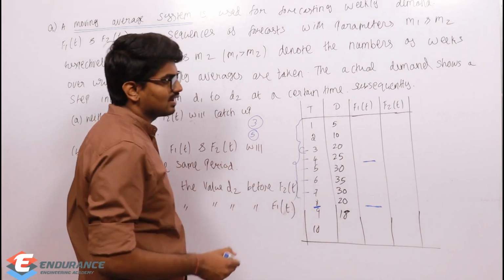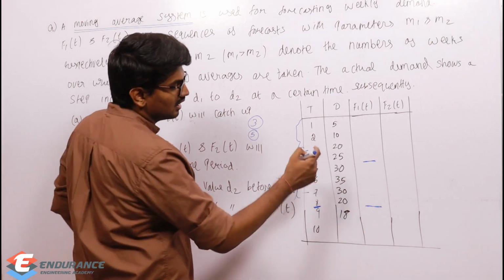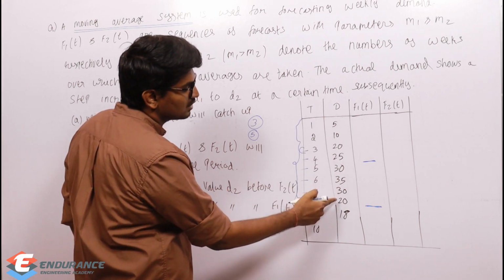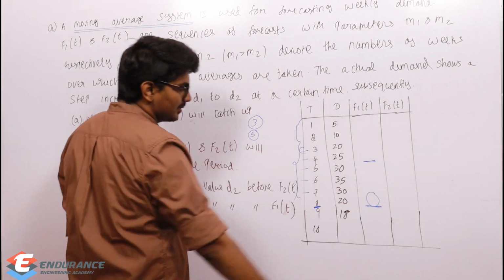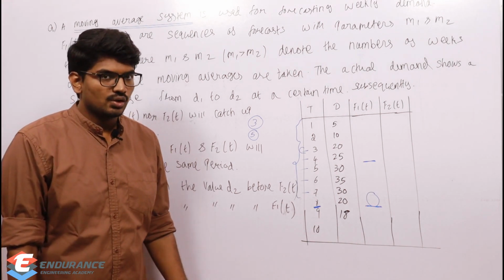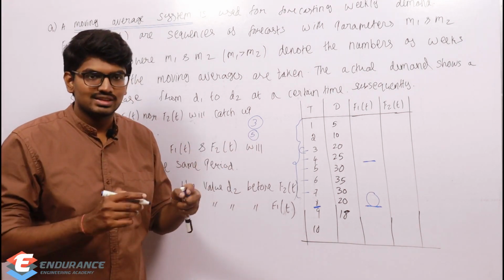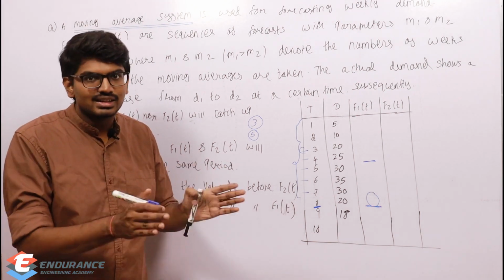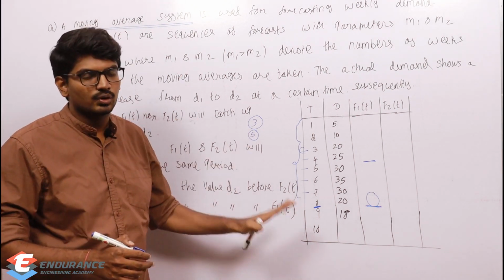Okay, so these 5 values: I will be taking 20, 25, 30, 35, and 30, and I will find the average of these 5, and that will be my forecast of the 8th period. Okay, so that is a 5 period moving average. This is something which you already know. I don't want to explain it in detail again, so I'm just giving you an idea of how to do it.